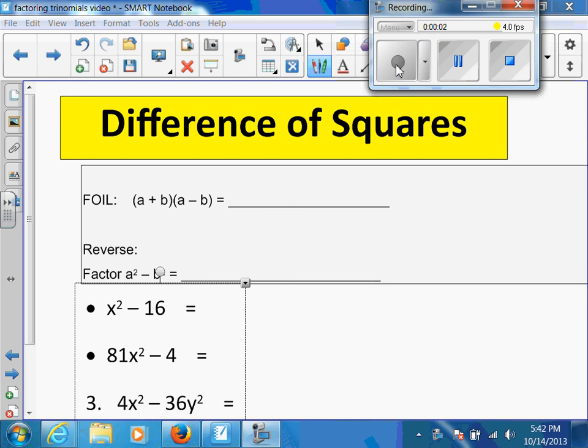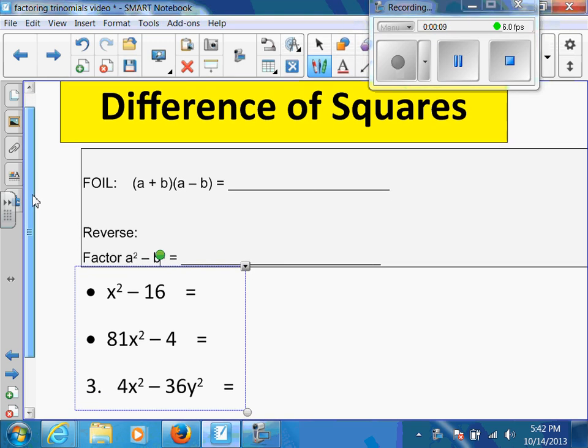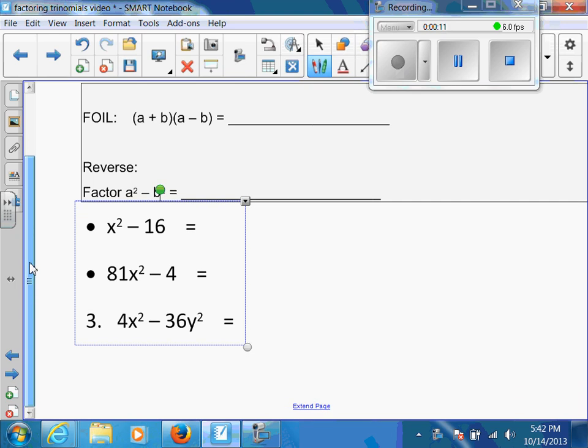Today's lesson is on factoring special patterns. Let's look. The first one is called the difference of squares. So let's look at x squared minus 16. Let's follow our steps.